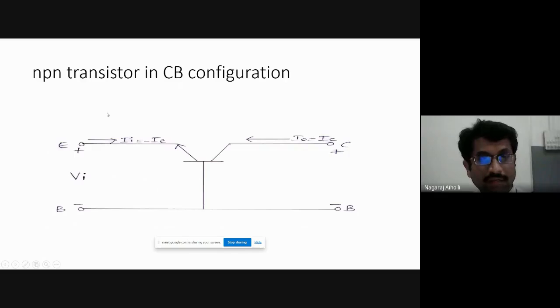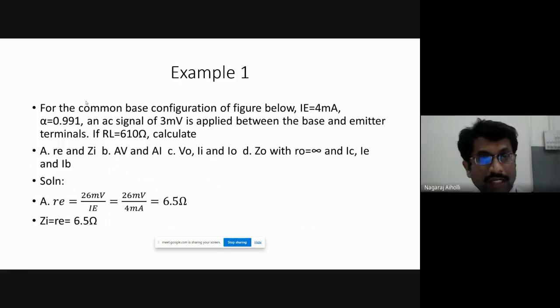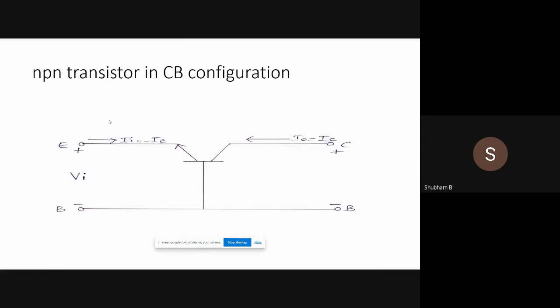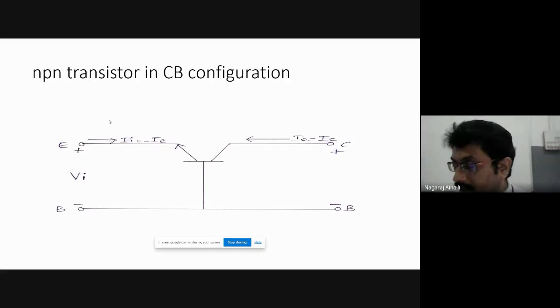Then substitute the values here. Alpha is given, 0.991. RL is 610 ohms. RE we have just calculated as 6.5 ohms. Find out the value of AV. AV is equal to alpha RL by RE. Find out the value here, students. What is the value of AV? 93. Anybody getting a different answer? Okay, 93 is correct. AV, the voltage gain, is 93.